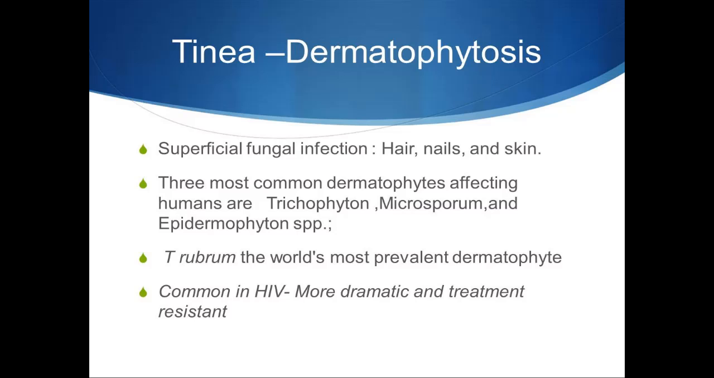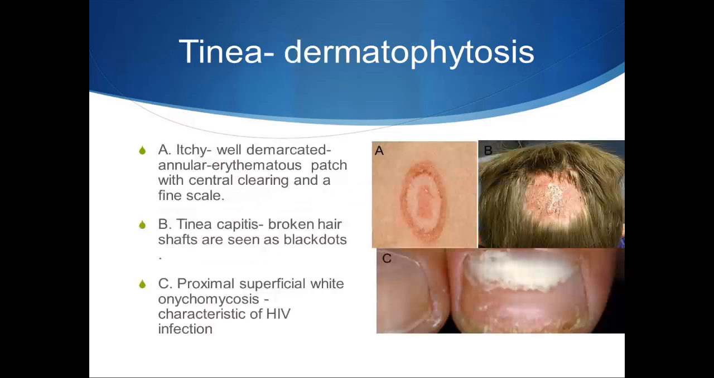Moving on to the tinea, the dermatophytosis, the famous ringworms. These are superficial fungal infections that can affect the hair, skin, and nails. The 3 most common dermatophytes affecting humans are trichophyton, microsporum, and epidermophyton. The most common one is Trichophyton rubrum. In HIV, we witness a lot of dramatic and generalized cases of tinea, and they are usually treatment resistant.